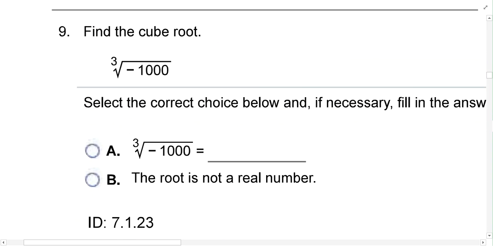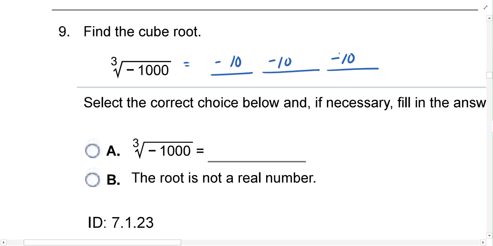So what about number 9? Can we take the cube root of a negative number? Is there such a thing that multiplies by itself 3 times in a row to equal negative 1,000? And as it turns out, the answer is yes. 10 times 10 is 100, times another 10 is 1,000.